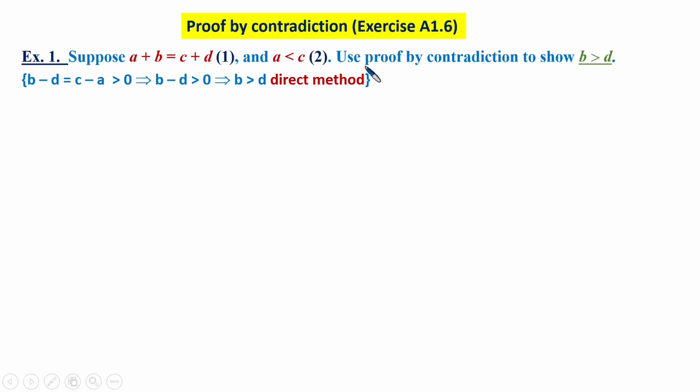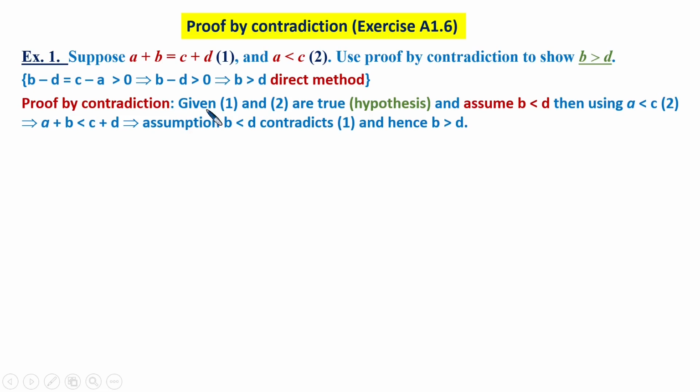These are the two conditions. Use proof by contradiction to show B is greater than D. So first we'll do the direct method, that is B minus D. If I bring this D this side and A this side, I get B minus D equal to C minus A. And C minus A is greater than 0, since A is less than C. If this is greater than 0, then B minus D is also greater than 0. So if I take this D to the other side, I will get B is greater than D. So this is a direct method.